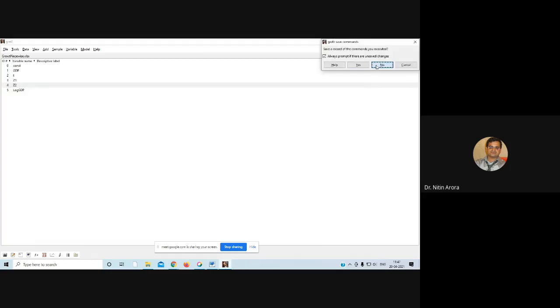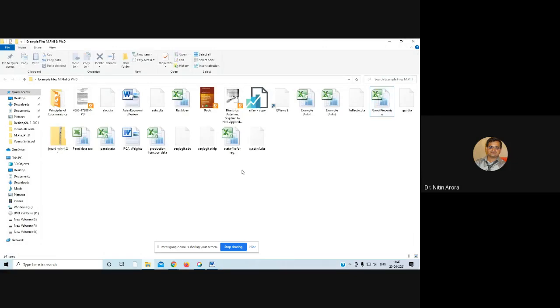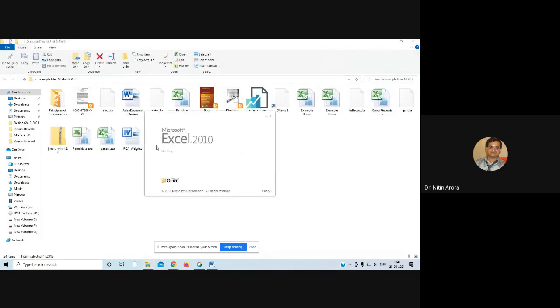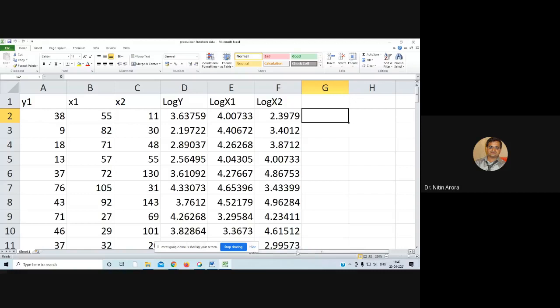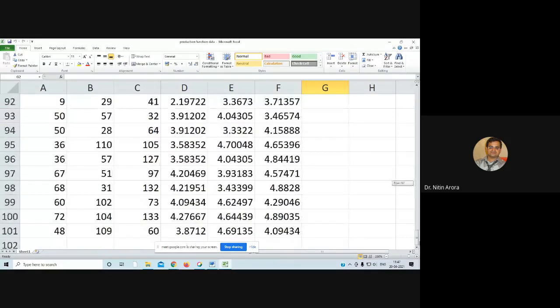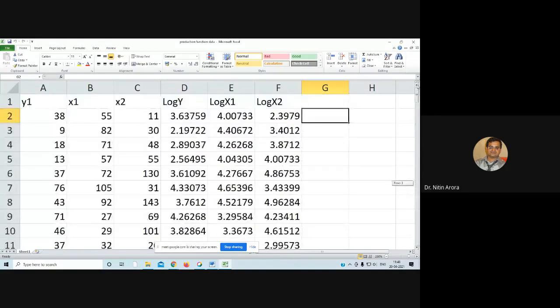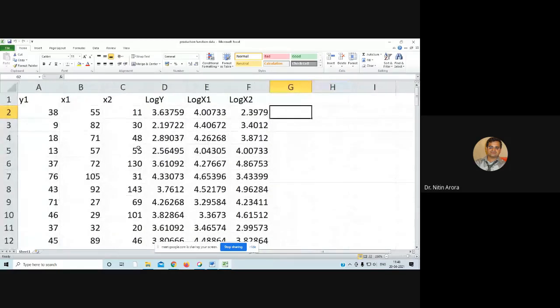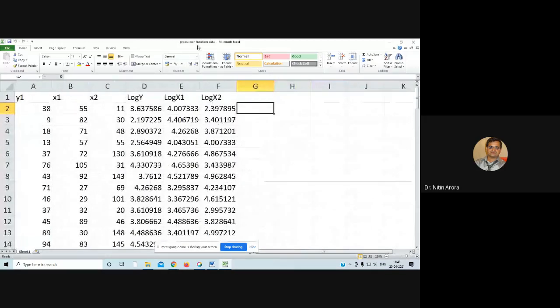Now I will be talking about the production function data I had given you. Now I am going to tell you about the test of restrictions. Suppose the production function data is given. I have 100 firms. I have shared with you the Excel file with the name production function data. Suppose y1 is the output, x1 is the labor input, x2 is the capital input.